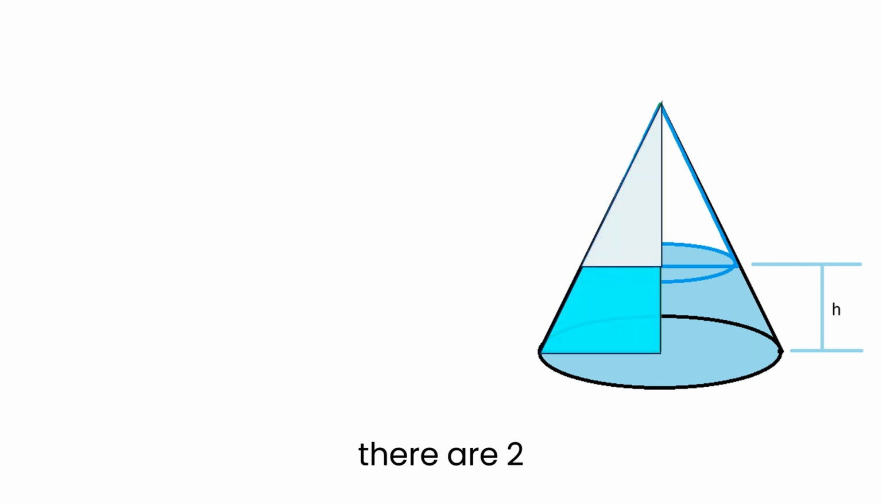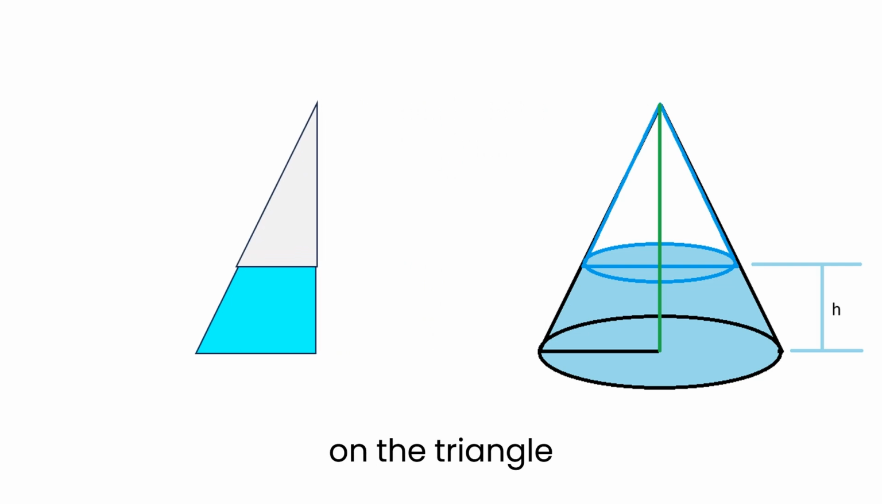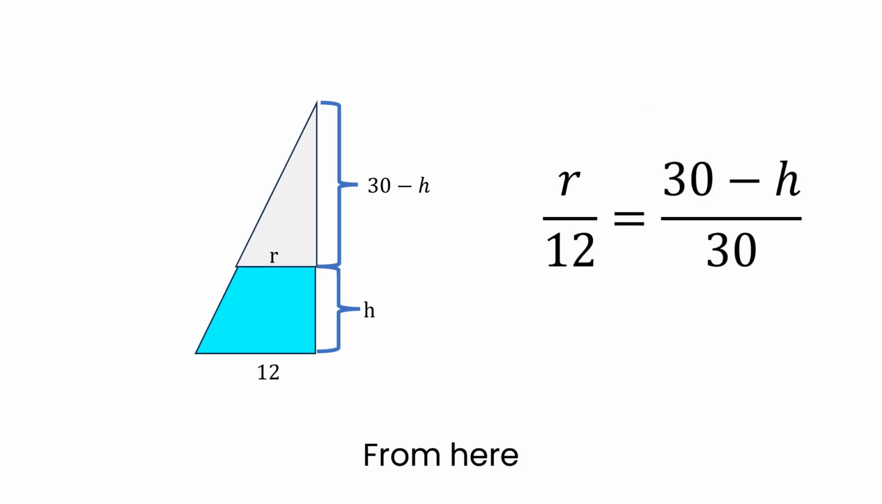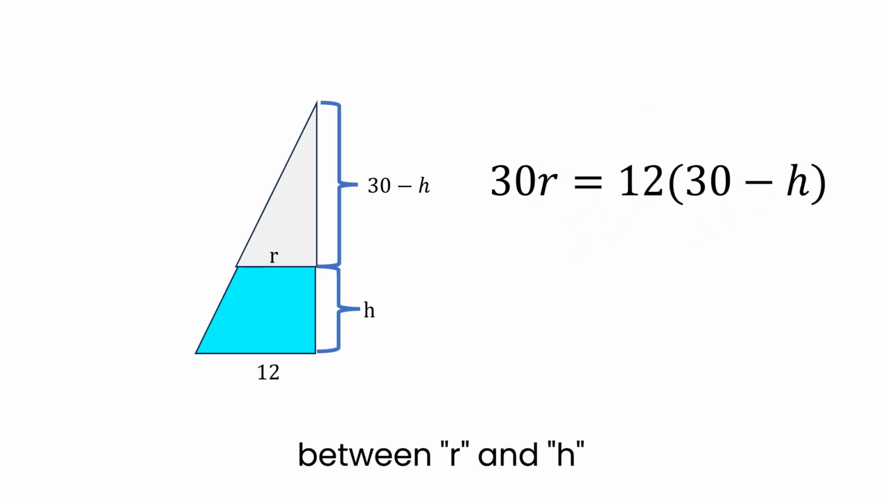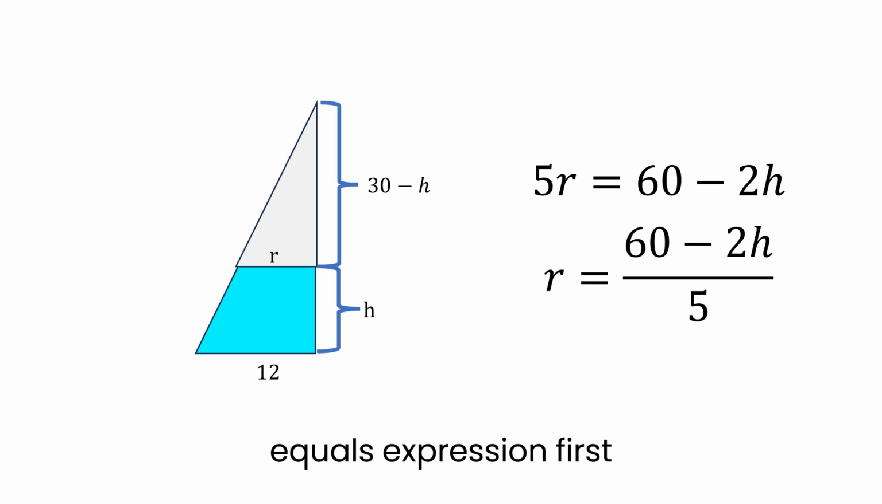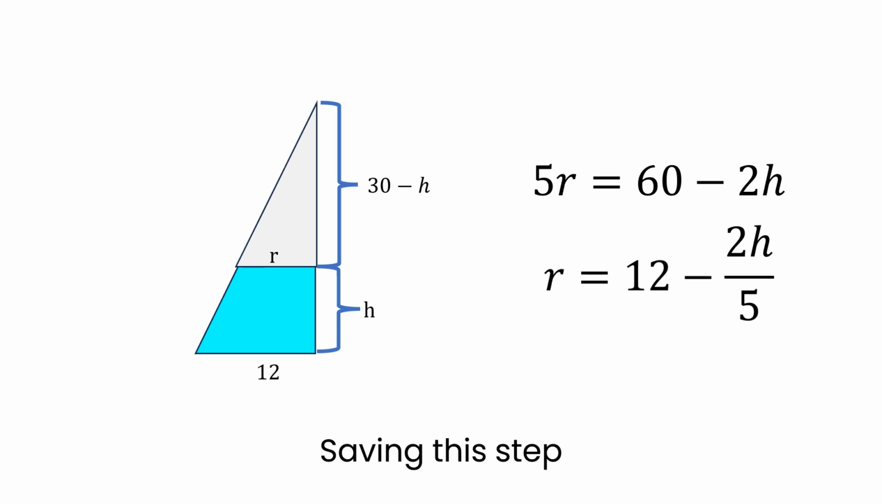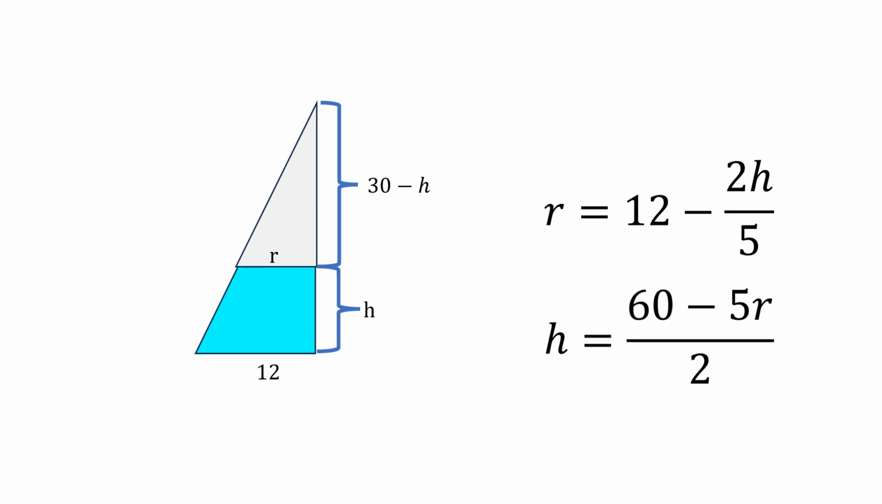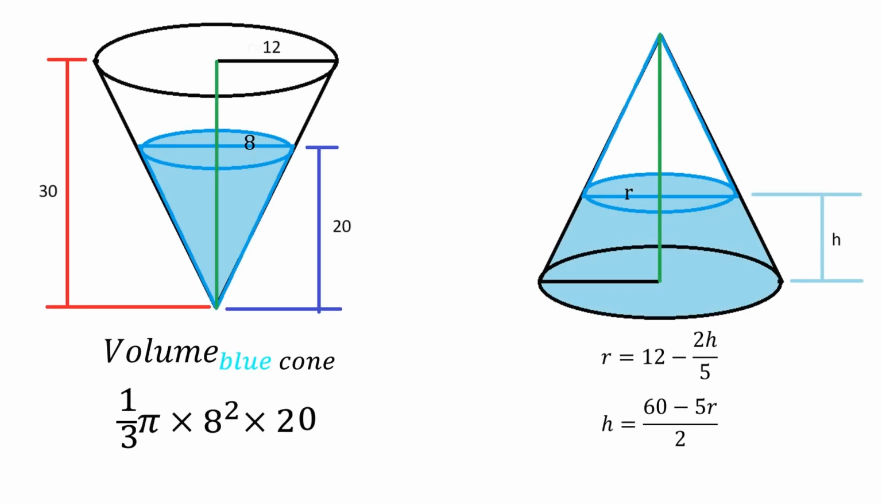We can see there are two similar triangles again. Redraw it so we can focus on the triangle. From here, we can get the relationship between R and H. We make R equals an expression first, saving this step for H equals an expression. Now we have this information.